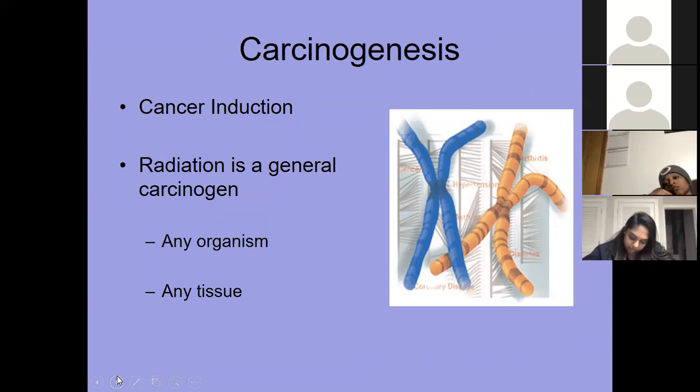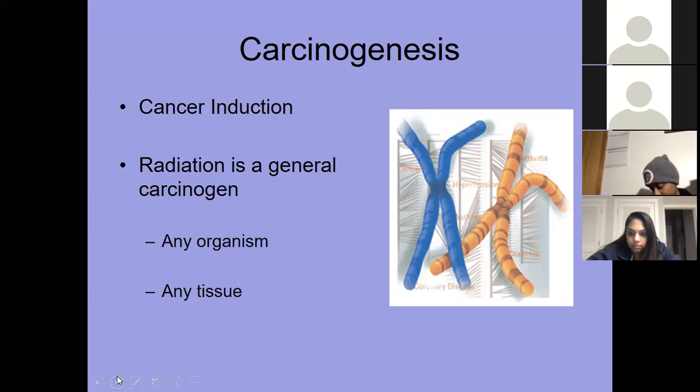So now we come to cancer induction or carcinogenesis. Carcinogenesis from radiation can occur from any type of exposure, whether it's chronic exposure, acute exposure, high level exposure, low level exposure, because cancer is a stochastic effect, which follows that linear non-threshold dose-response relationship.